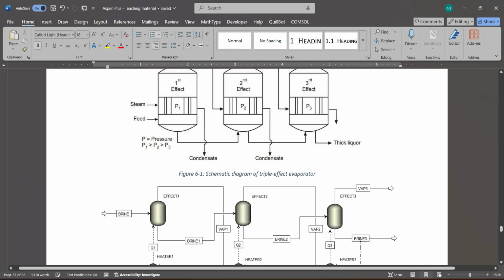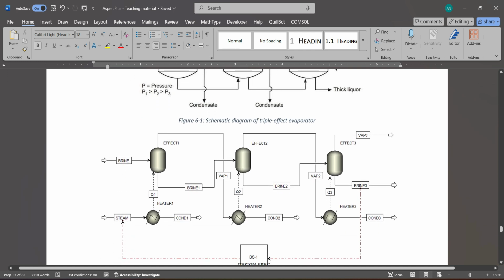We can simulate this case study using integrated Flash2 blocks and cooler blocks. Each Flash2 block will take thermal energy by cooling steam or vapors in the respective stages. So, steam condenses in the first stage and the latent heat is supplied to the Flash2 separator where the brine solution gets evaporated, and the vapors of water generated can be passed to the second stage for cooling, and the latent heat is thus supplied to the second effect, and the same goes on for the third stage.